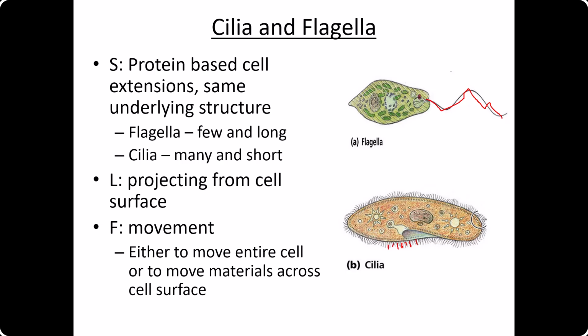Eukaryotic flagella and cilia have really the same underlying structure, and they were named before we knew what they were made up of. We find them projecting from the cell surface, and they're important for movement, either to move the entire cell or organism, or to move things across the surface of the cell itself.